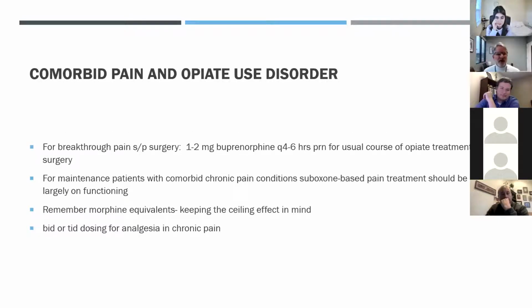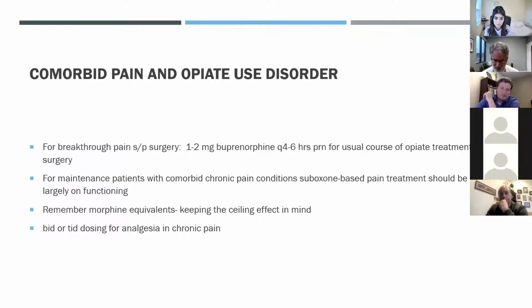Now let's talk about comorbid pain and opiate use disorder. People who are on opiates or opiate maintenance treatment can have pain, of course. They may have surgery, they may have chronic pain, they may have an injury of some kind. So for breakthrough pain status post-surgery in somebody who's maintained on Suboxone, you're usually thinking about 1 to 2 milligrams of buprenorphine, every 4 to 6 hours.